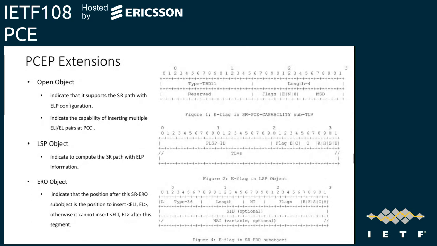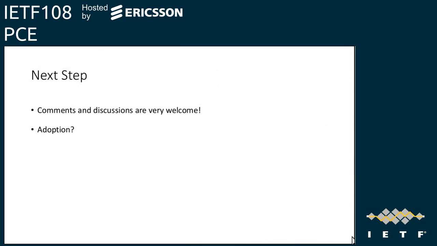Second, we extend the LSP object flag field, and we extend the E flag to indicate to compute the SR path with ELP information when the PCC requests the PCE to compute the SR path. Finally, we extend the ERO object. The E bit is used to indicate the position to insert EL in the SR-ERO. Next slide, please. So this is all the PCEP extension for the entropy label in SR inter-domain scenarios. Comments and discussions are very welcome. Thank you.